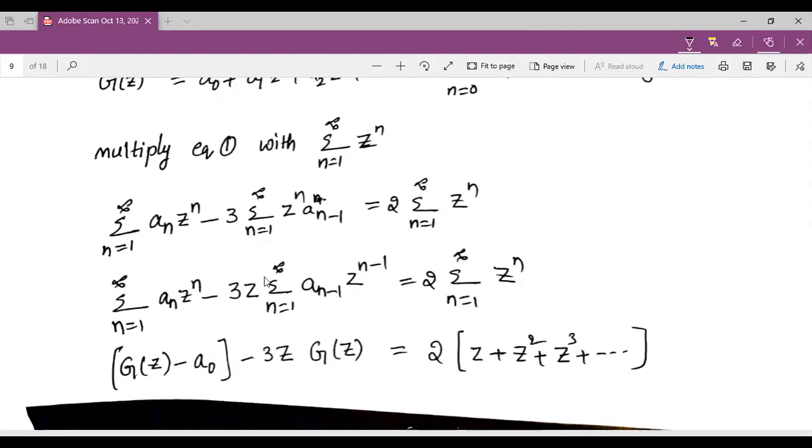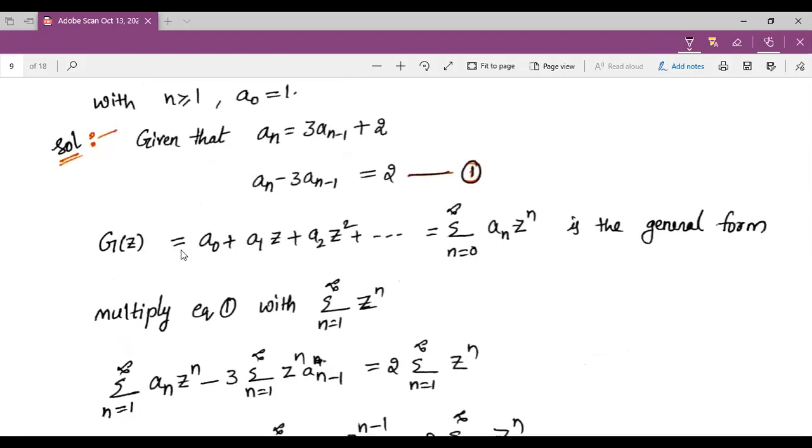Okay, here we multiply and divide with z. So we get the sequence summation n is equal to 1 to infinity an minus 1 z power n minus 1. Okay, that is equal to 2 into summation n is equal to 1 to infinity z power n. So we know that g of z is equal to summation n is equal to 0 to infinity an z power n. So this expansion is equal to a naught plus a1z plus a2z square.